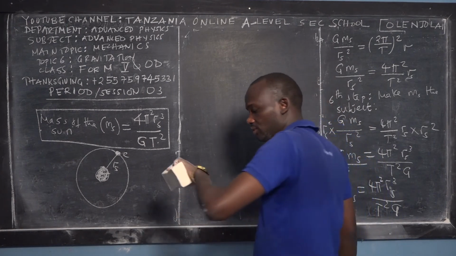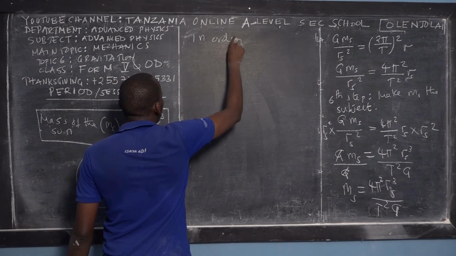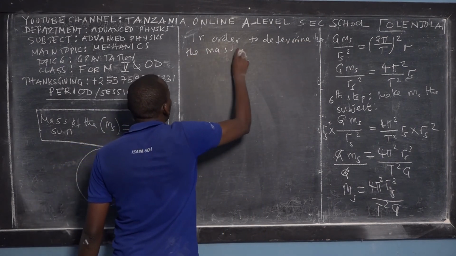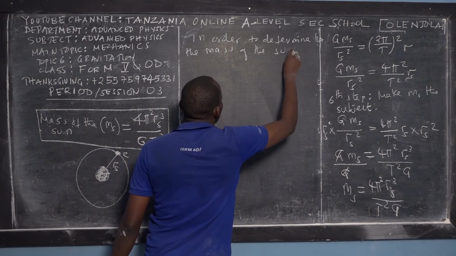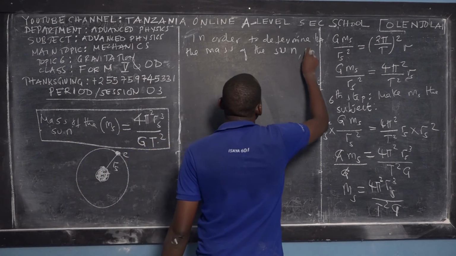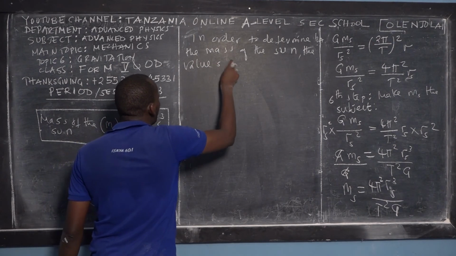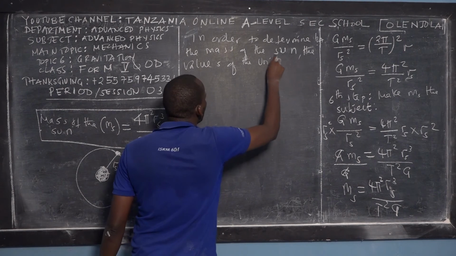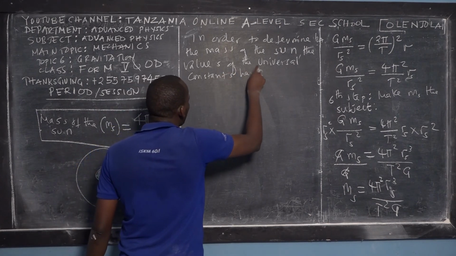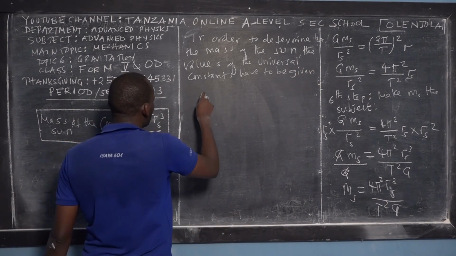So, in order to determine the mass of what? Of the sun. The mass of the sun, not the sun. If I've been writing sun, that's the error. It is the mass of the sun. And we need to say that the values of the universal constants have to be given. What are the values of these universal constants?